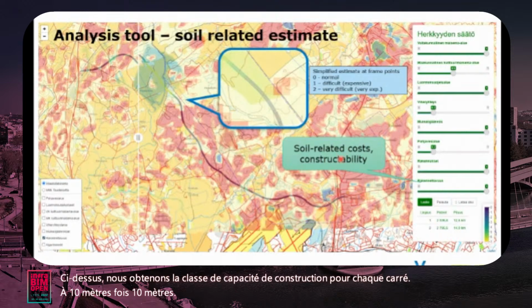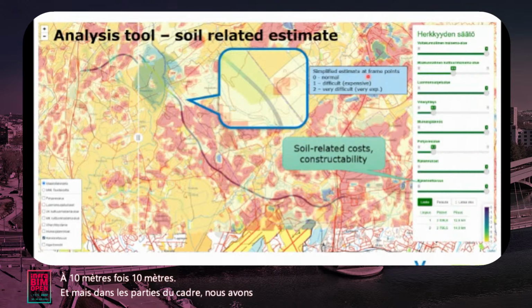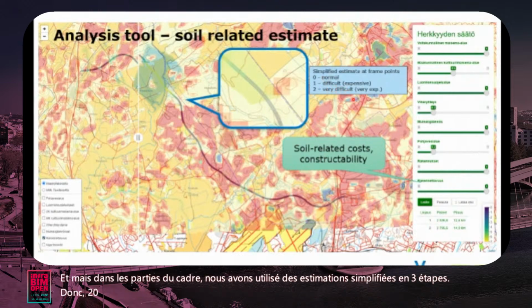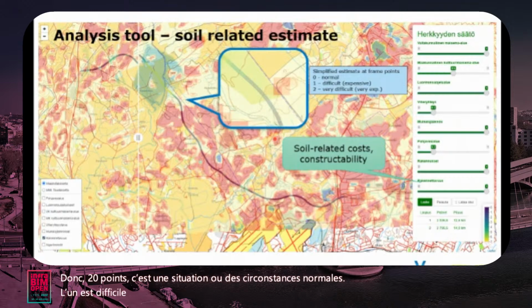But in the frame points we used a simplified 3-stage estimate. So 0 points is normal situation or circumstances. 1 is difficult, expensive, and 2 is a very difficult or more expensive situation. And there you can also change the sensitivity value for that.